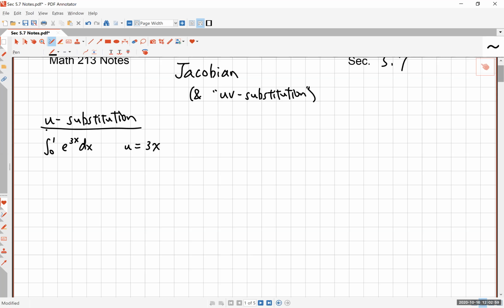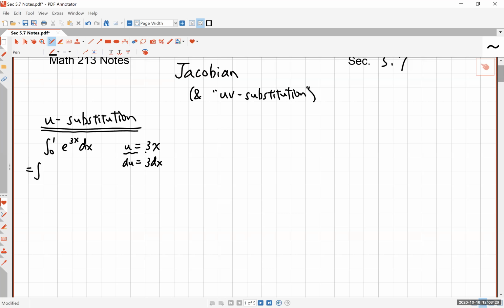And by the way, in case you didn't know that, the U substitution method is sort of a backward of the chain rule, okay? Because you have this composition of two functions and so on. All right, so you let du be 3 dx, because du dx is 3, right? And then instead of integrating from 0 to 1 in x, x goes from 0 to 1.